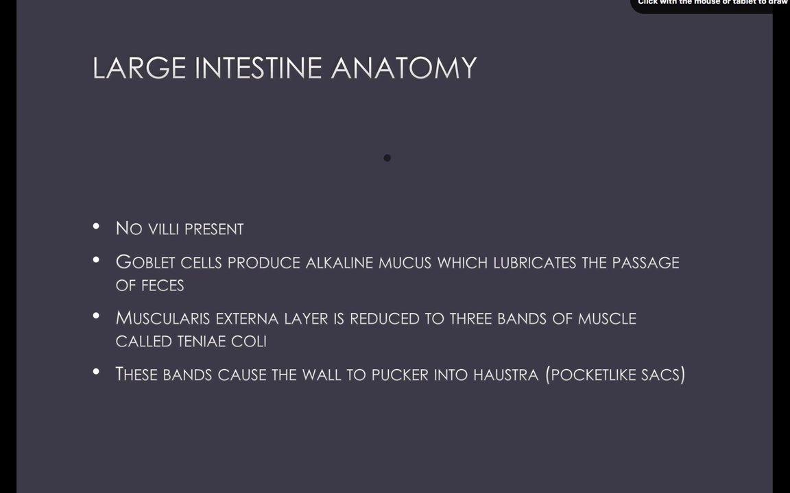And then a couple little add-ons with the large intestine. They have no villi. Remember, the villi help to increase surface area for absorption, but the large intestine is really going to deal with the absorption of water. It reabsorbs water there. Then you have goblet cells that produce an alkaline mucus that lubricates the passage of feces. And then you have a muscularis externa layer, which is reduced to 3 bands of muscle. So that's kind of interesting. And then the bands are going to cause the wall to pucker as well, which will help fecal matter move through the large intestine. And that wraps up the anatomy of the GI tract.